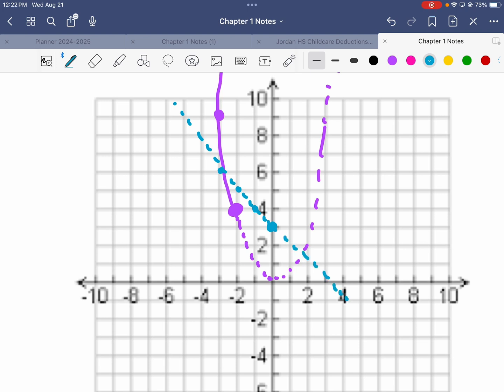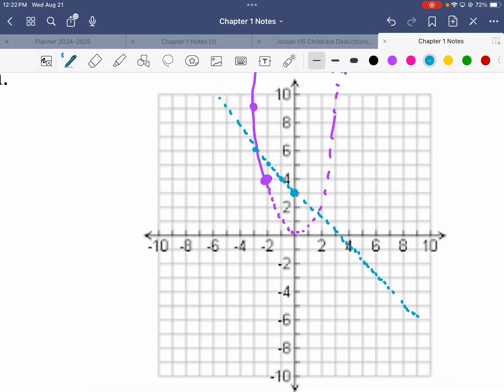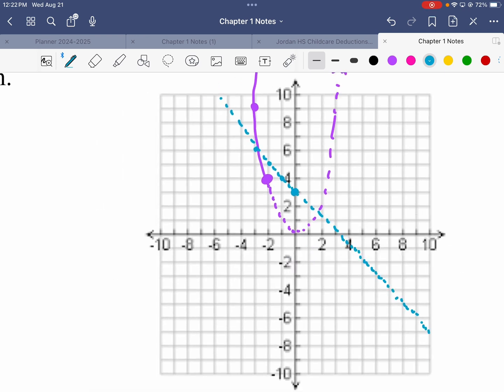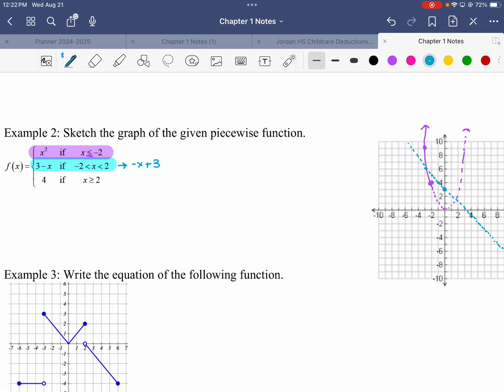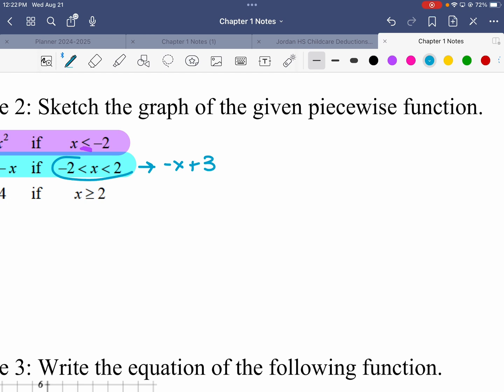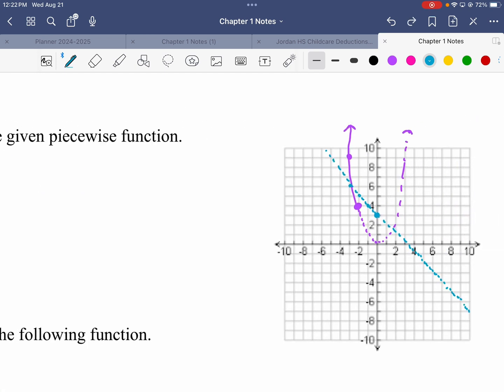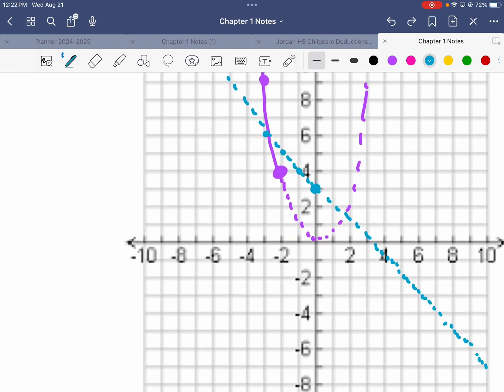All the way down through, right? And then we want it specifically when we're between negative 2 and 2, right? So between negative 2 and 2, I'm going to go ahead and actually fill that part in a little bit here.